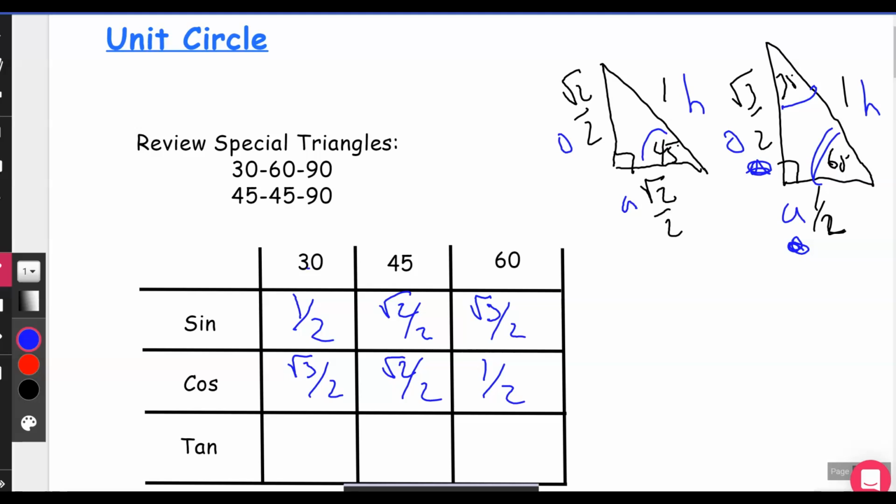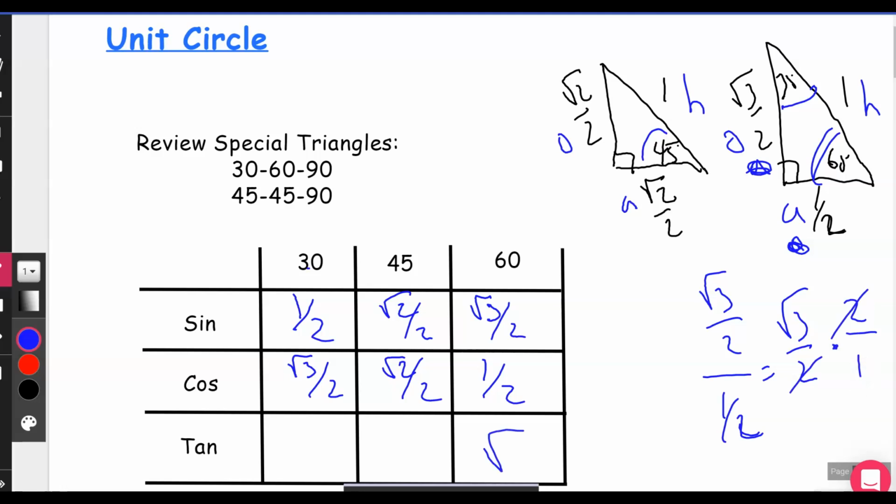Okay. All right, now let's look at the tangents. Let's start with the tangent of 30. Well, actually we'll do 60 since my triangle has an O and an A. So if I did that, the opposite over adjacent would be root 3 over 2 over 1/2. Remember, when you divide, you multiply by the reciprocal. So those cancel, and this would be that. Okay.